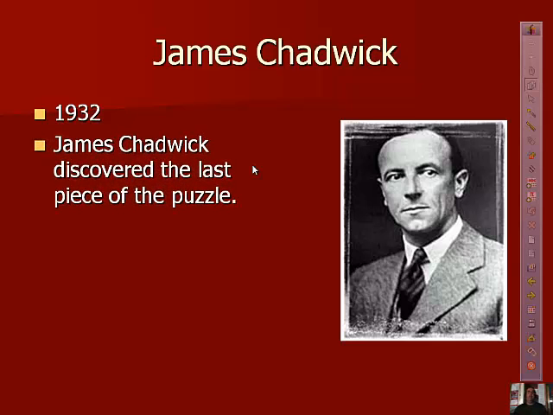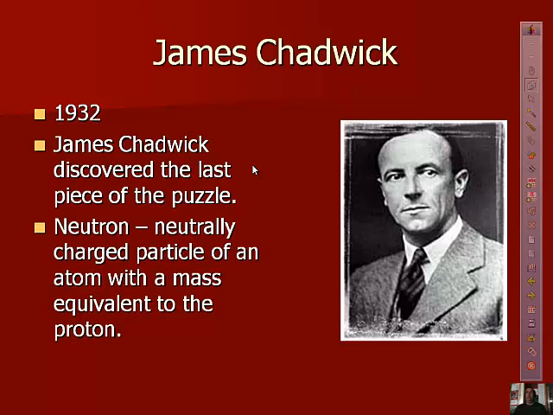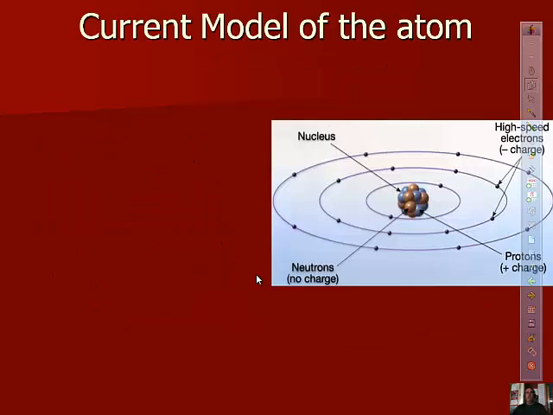Again, James Chadwick looked at an atom and realized that not all of the mass was being accounted for. They knew that electrons were small and had very little mass. He knew that protons were very large, but we had a discrepancy in the mass. And the rest of the mass, in 1932, came from the neutron. He said this neutron is a neutrally charged particle of an atom that has almost the same amount of mass as a proton. So here's what our current model of the atom looks like.